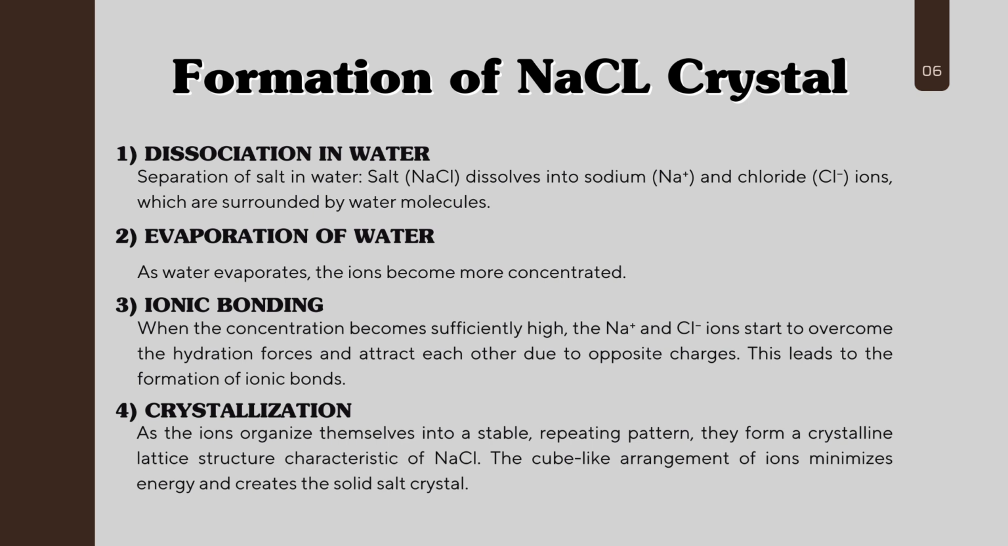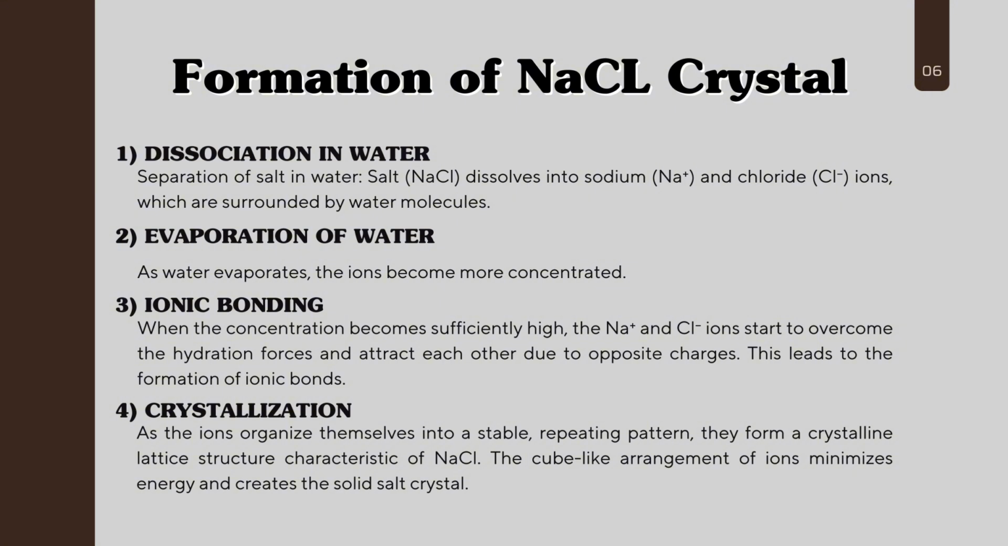Next, this is the information on how sodium chloride crystals are formed. The process involves 4 steps, which are dissociation in water, evaporation, ionic bonding and crystallization. First, dissociation in water means that when sodium chloride is added into the water, it separates into 2 parts, which are sodium ion and chloride ion. These ions are surrounded by water molecules, which prevent them from bonding immediately. Next, as water evaporates, the solution becomes more concentrated. The ions have a higher chance of interacting with each other.